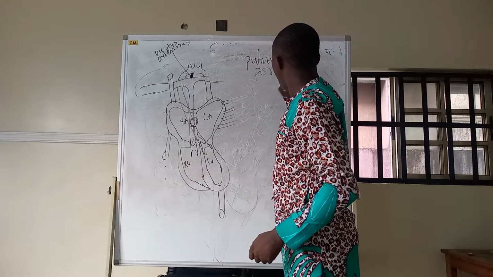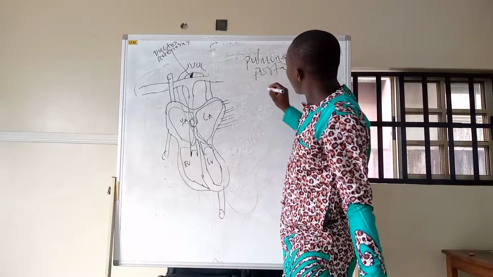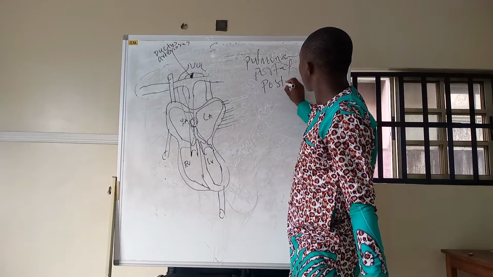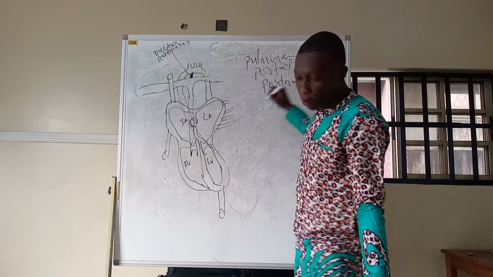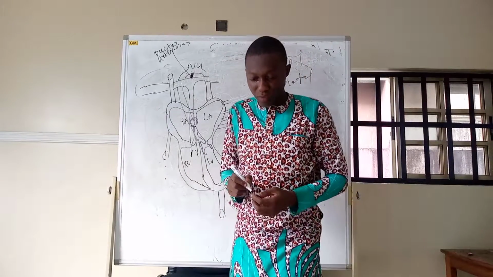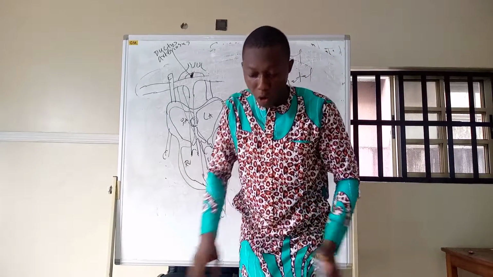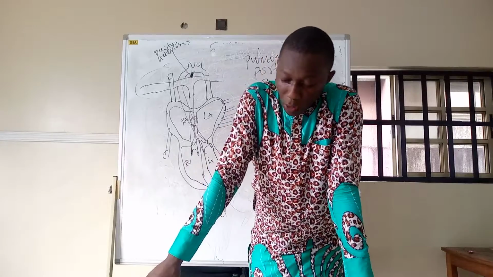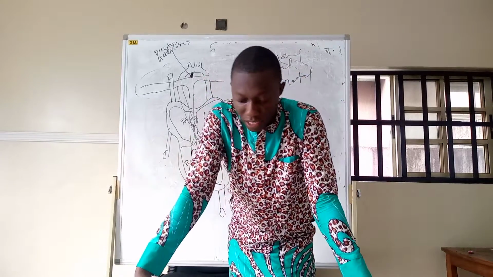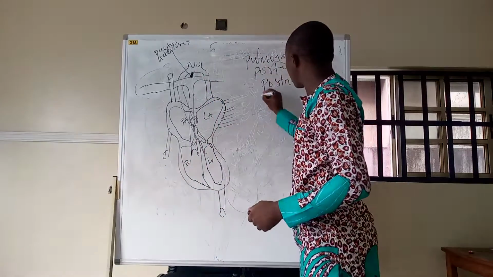portal, and other postnatal circulations are established. As the baby takes the first breath, the pulmonary, the portal, and other postnatal circulations are established, and the following vascular changes take place.